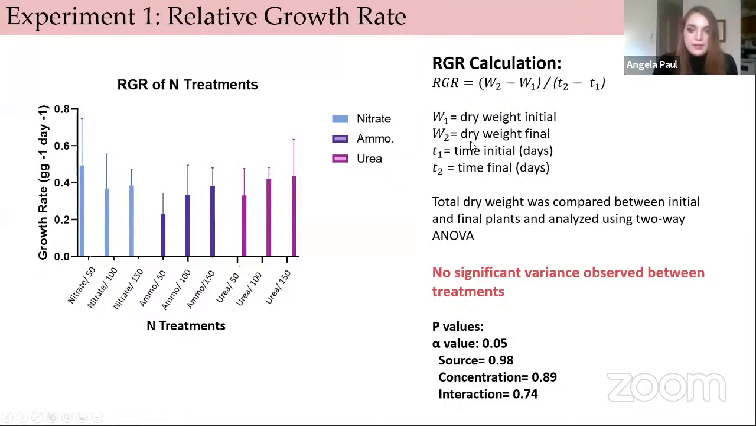So calculating that, I worked out the relative growth rate and then compared it using two-way ANOVA. However, from my results, I found that there was no significant variance between any of the treatment groups in either the source or concentration. So the p-values here you can see are non-significant, which suggests that no one treatment allowed for a greater rate.